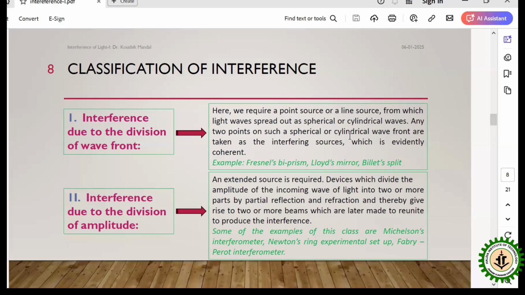What is the interference due to the division of amplitude? For example, if you have an extended source and a device which divides the amplitude of the incoming light wave into two or more parts by partial reflection and refraction, then if we consider these two as separate sources and allow them to interfere, you get an interference pattern on the screen. Examples are the Michelson interferometer, Newton's ring experiment, and Fabry-Perot interferometer. In the next lecture, I will talk about the Newton's ring experiment in detail.